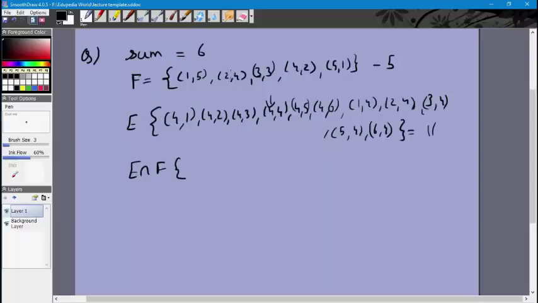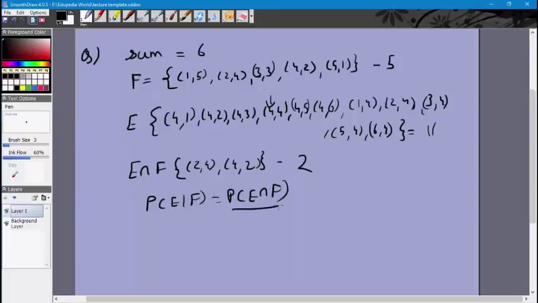What is E intersection F? So we need to have at least one 4. So you have 2, 4 and you have 4, 2, which is 2 elements. So P of E conditional F will be P of E intersection F by P of F, which can also be written as the number of events in E intersection F by the number of events in F, which is equal to 2 by 5.